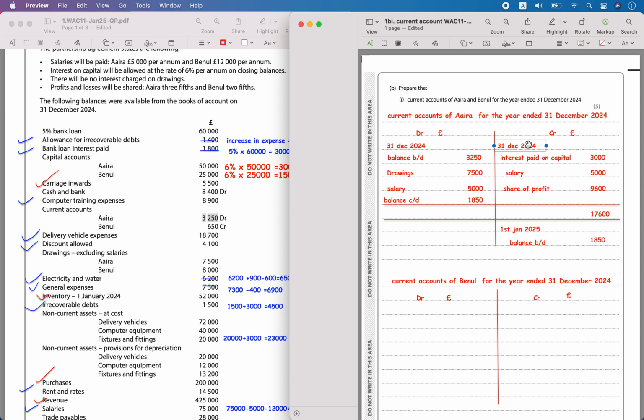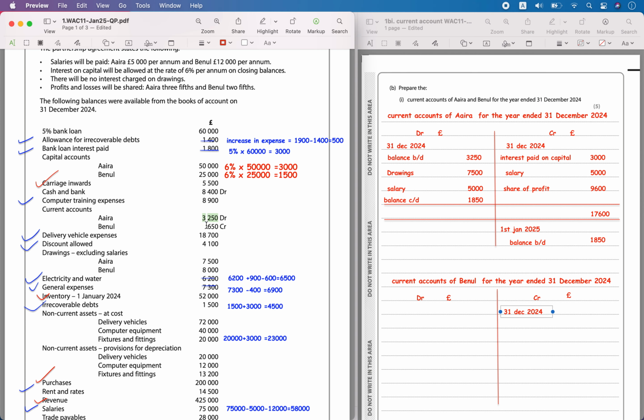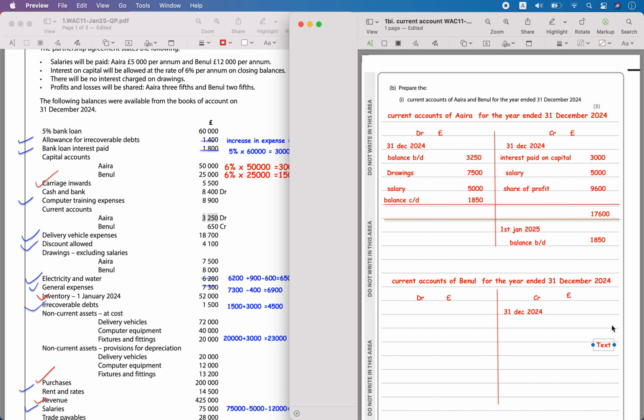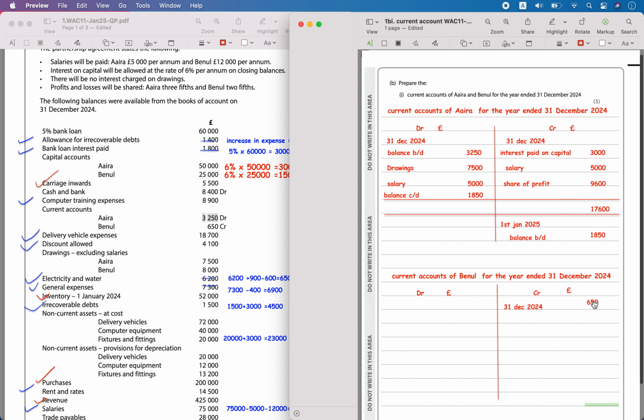Now the opening balance as on 31st December 2024. What was the opening balance? The balance for Benul was 650 on the credit side. So let's write that, 650. Then you have the same thing. You should have interest on capital which was received, and then salaries, and what is the share of profit they got.